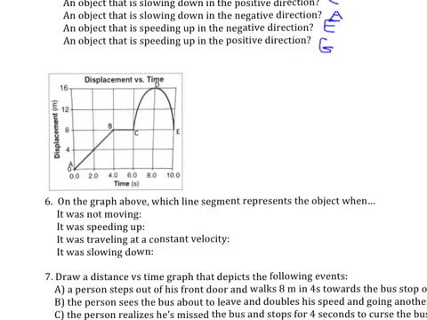On the graph above, which line segment represents the object when it's not moving? Now, when it's not moving, it has no velocity, it has a flat slope. That'd be this part right here. So I'll put line segment BC.